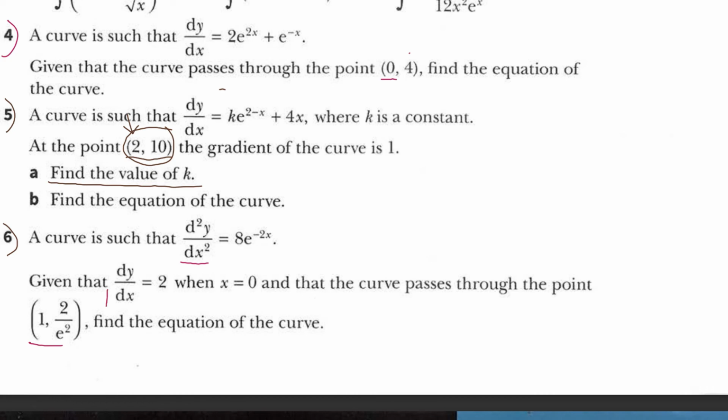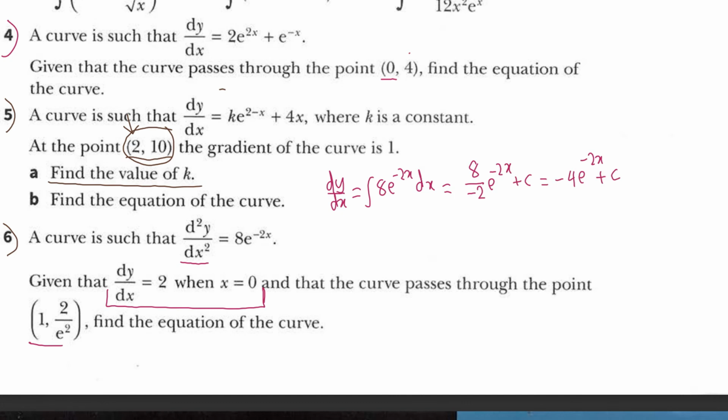First we are going to apply this information in this curve equation. To get dy by dx, we have to integrate first. If we integrate the right side, you can write 8e to the power minus 2x dx. Applying the integration, it is 8 by minus 2 e to the power minus 2x plus c. So it gives us minus 4e to the power minus 2x plus c.